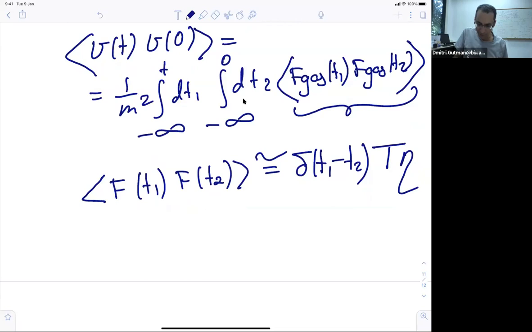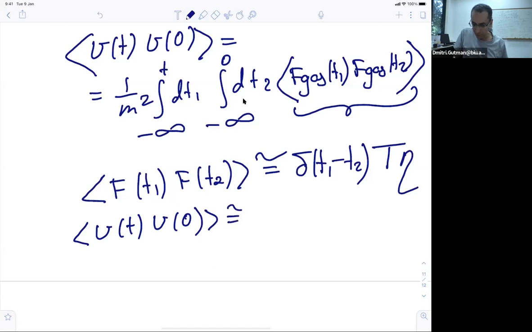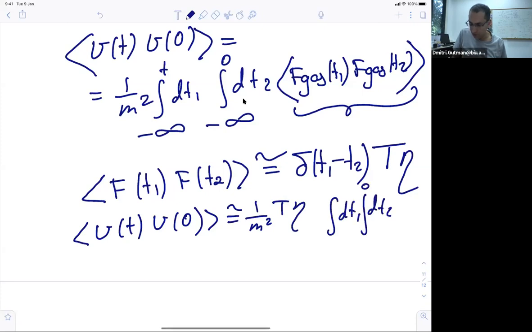And then if I use this assumption, I get that <V(t)V(0)> will be proportional to 1/m², temperature and viscosity, and the integral dt1 dt2, from zero to t, of delta(t1 minus t2).